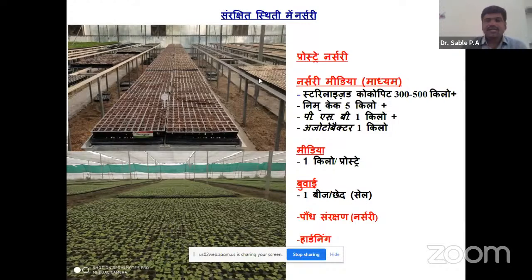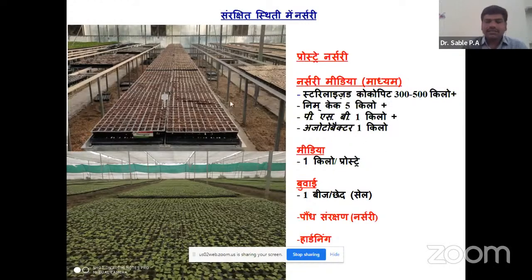So our media should be sterilized. Now, take sterilized cocopeat, 500 kg, just for calculation or proportion. Here we can see the 500 kg sterilized cocopeat. In that, we have to add 5 kg neem cake and PSB culture and Azotobacter. These are the biofertilizers, 1 kg.